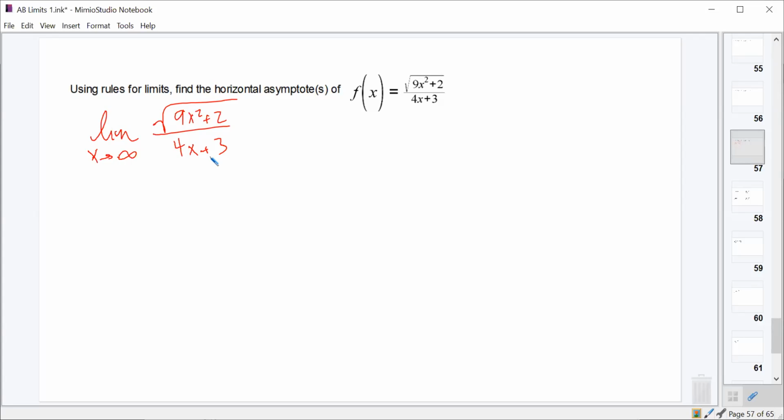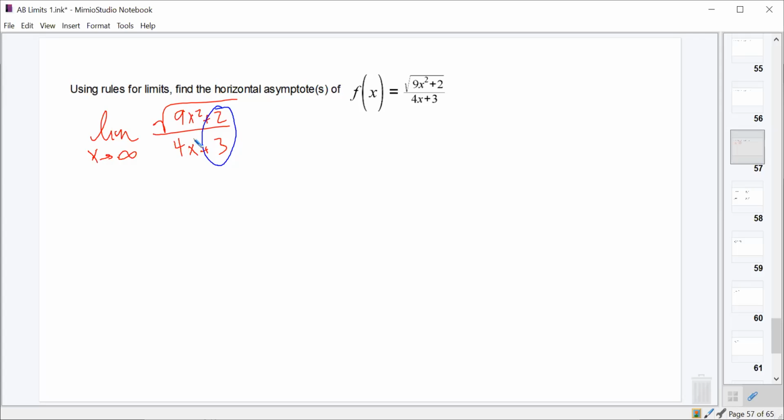So if x is approaching infinity, that means we're plugging in very, very large numbers for x, which tells us what about the 2 and the 3? As x gets very, very large, what can you tell me about the 2 and the 3? They become negligible. Yeah, they become very, very insignificant, very, very small, right?